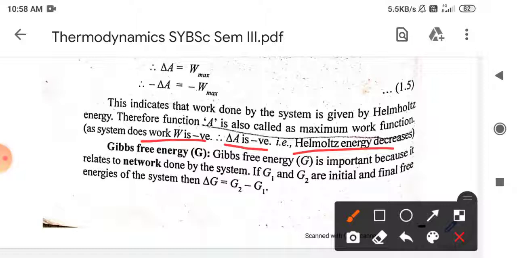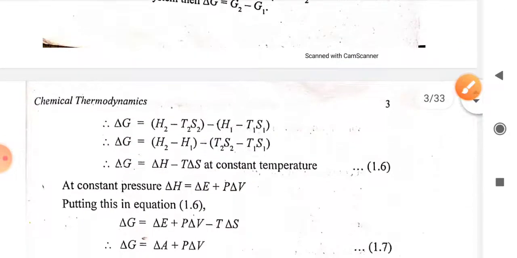Next is Gibbs free energy. Now we know that the Helmholtz free energy is nothing but the maximum work done, or the maximum work function, for the given system. Now we will consider the Gibbs free energy. Gibbs free energy is important because it is related to the net work done by the system. It consists of both the maximum work done as well as the PV type of work. We will get to know this by using the expression.